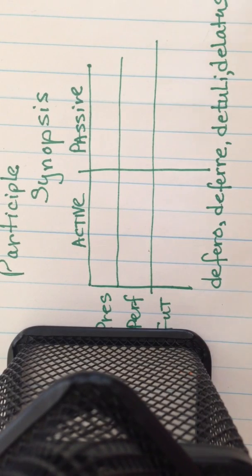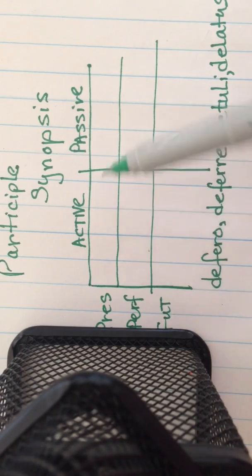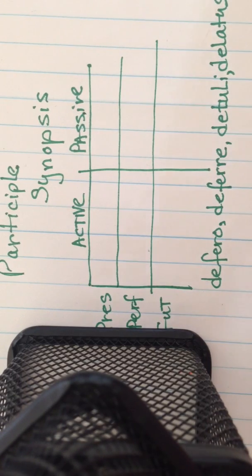A participle synopsis is going to show you all the possible forms of the participle, so based on tense (present, perfect, future) and voice (active and passive). So let's take a look at how to do a participle synopsis of the verb defero, which means to bestow or to bring down, carry down.